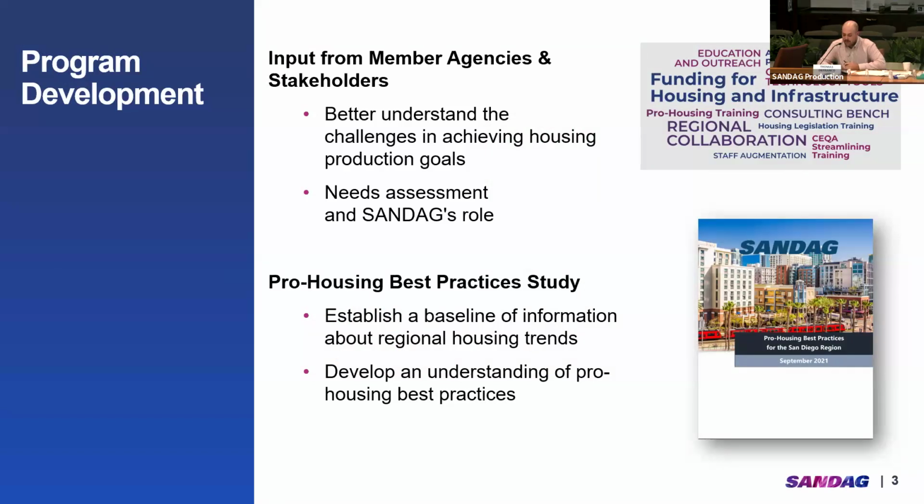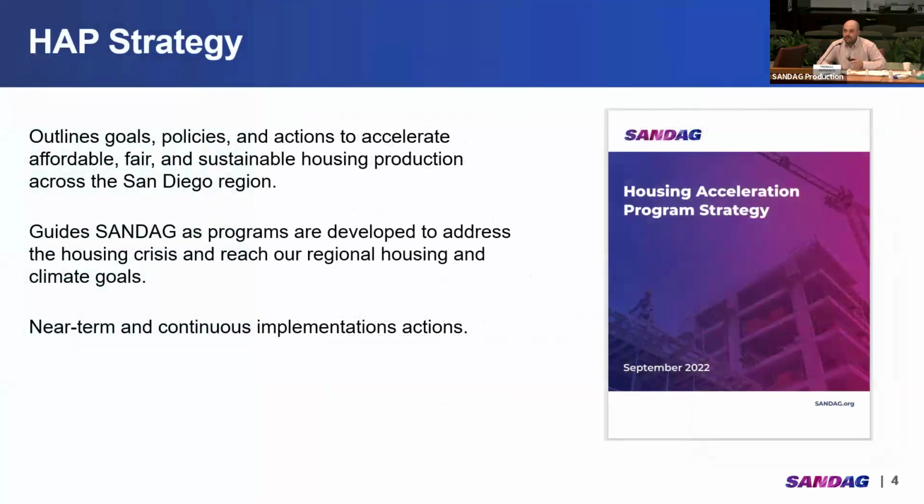Initially, to determine how REAP 1.0 funding would best benefit our region, SANDAG engaged member agencies and stakeholders to better understand the housing challenges and identify areas where we could best support the local jurisdictions. The word cloud up top shows these key themes that we heard, including funding, education, training, and collaboration. And this feedback helped us develop the Housing Acceleration Program. Our HAP strategy, seen on the screen, which was published in 2022, outlines the goals, policies, and actions to accelerate affordable, fair, and sustainable housing production across the San Diego region. And it's a guide to help SANDAG address the housing crisis and reach our regional housing and climate goals.